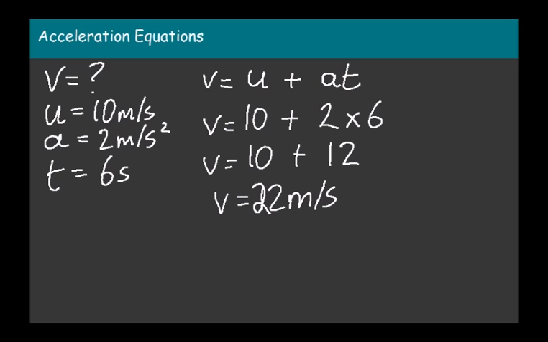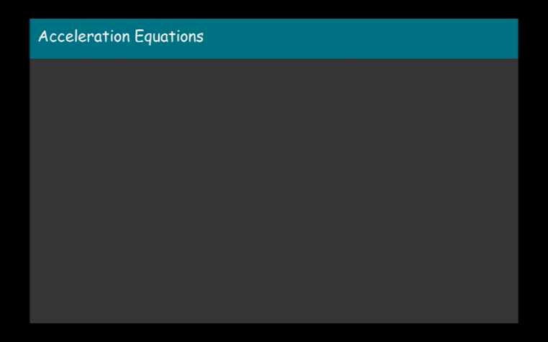Okay, so this equation here, v equals u plus at, can be used to find the final velocity, but we can also rearrange that equation to find things like u or a or t if we have the other three things. This equation also works for decelerations. We just have to remember that a must be negative in that case.